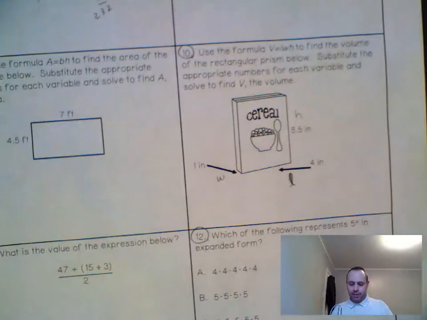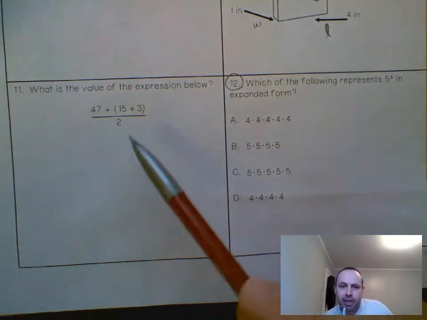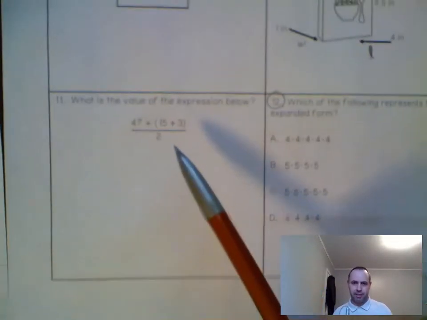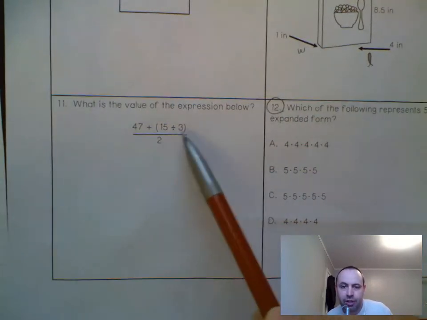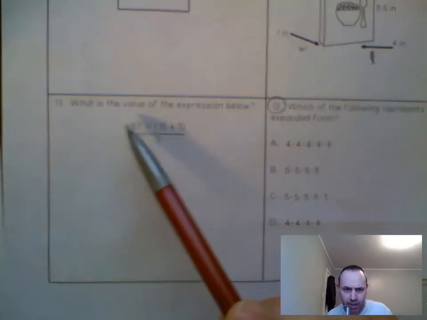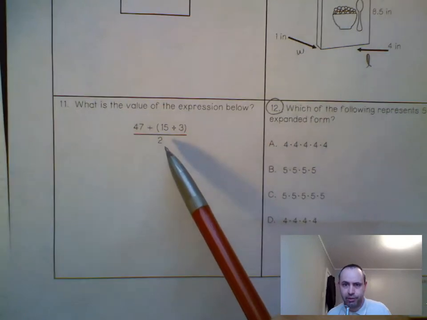Okay. Number 11 and 12, you'll do 11. 11 is a PEMDAS problem, just like I said on the one up here that you'll have to do. Same thing here: before you divide anything by 2, make sure you take care of the entire top and still follow the order of operations. Take care of the top before you divide it by 2.